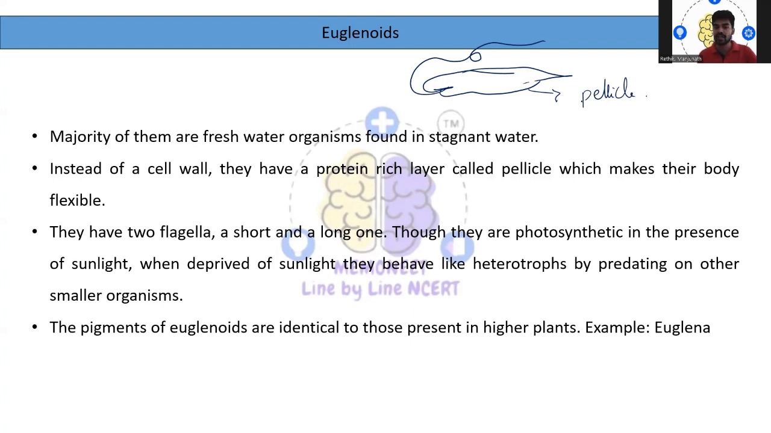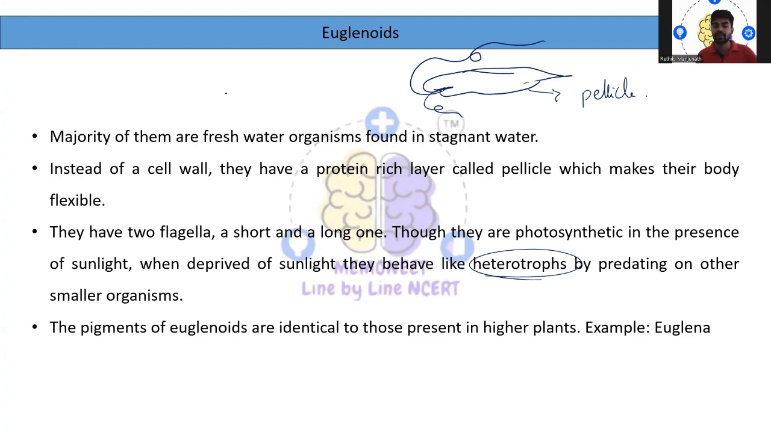They have two flagella. One is very short, and another one is a very long flagellum. Okay, so they have the ability to produce their own food, that is, they are photosynthetic in the presence of sunlight. And if there is an absence of sunlight, what happens? They act as heterotrophs in nature, that is, they survive by predating on other smaller organisms. They eat other smaller organisms and then they survive.